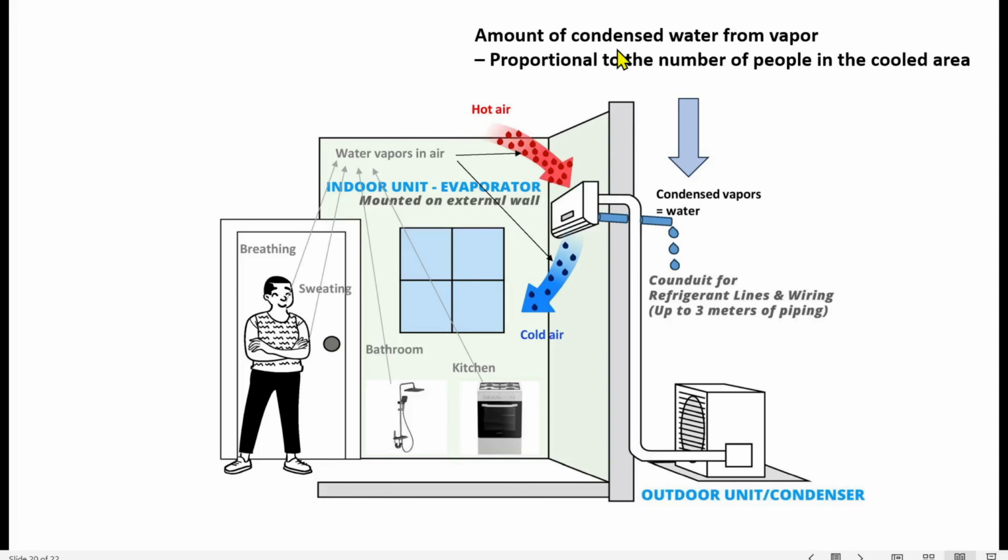The amount of condensed water from vapor is proportional to the number of people in the cooled area. This is the water vapor, condensed water vapor from the inside of the building. That means if we double the number of people in the house, we'll double the amount of condensed water vapor.